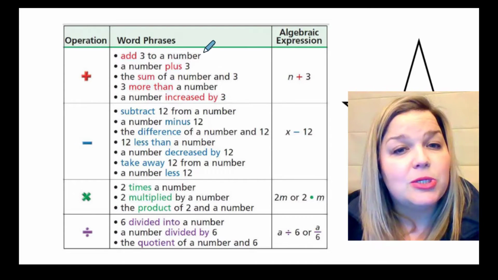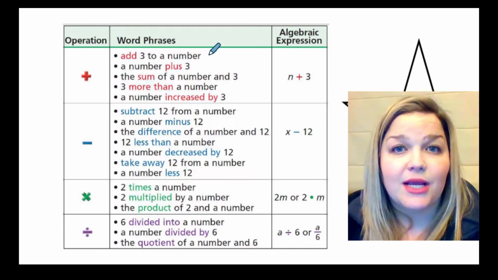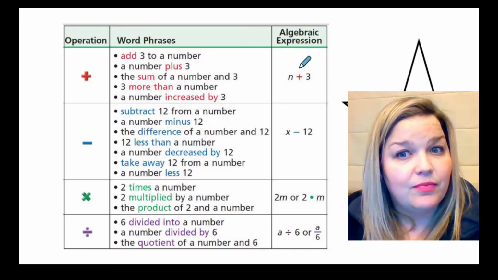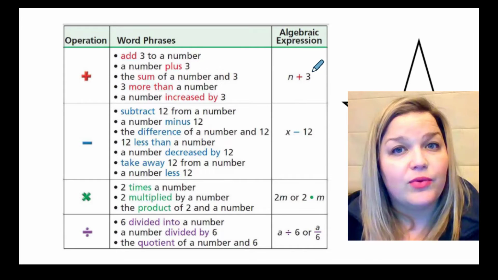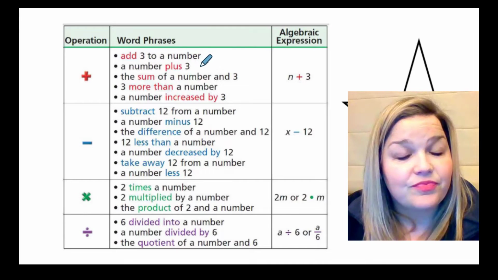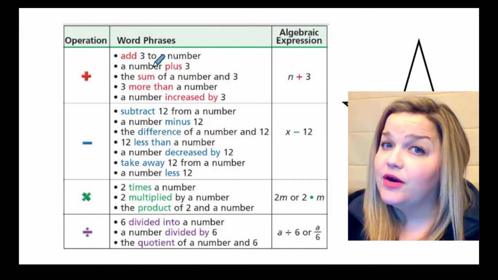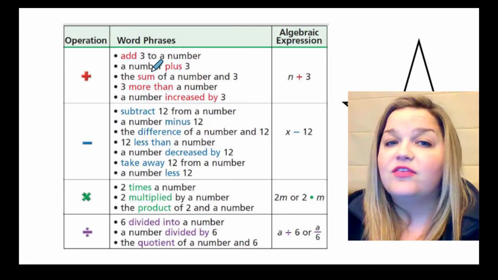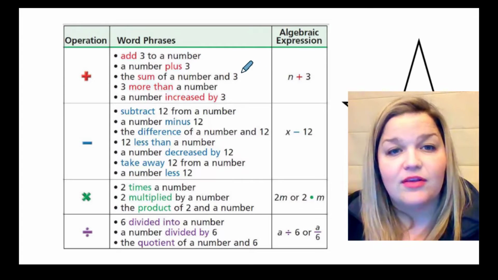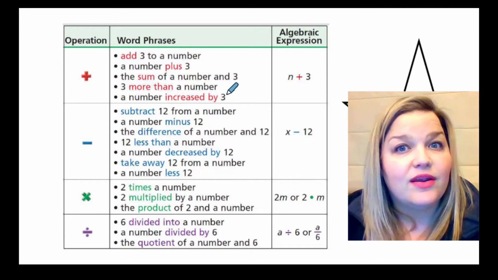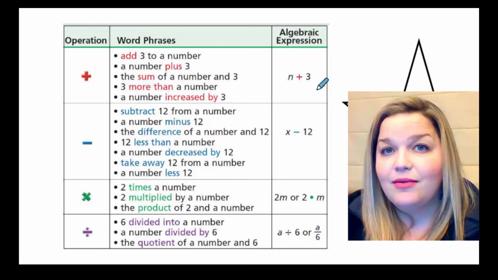When you don't know what quantity you are dealing with, you use a variable in its place. So add 3 to a number. If you translated that to an algebraic expression, you would say n plus 3. Here's your number, and we are adding 3 to it. Or a number plus 3. So we don't know the number, and whenever you don't know the number, you're going to put a variable, n plus 3. The sum of a number and 3, n plus 3. 3 more than a number, or a number increased by 3. All of these phrases translate into an algebraic expression, n plus 3.